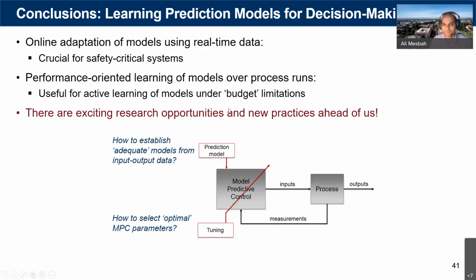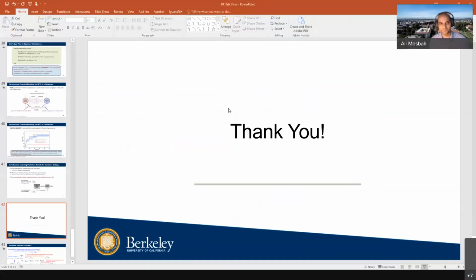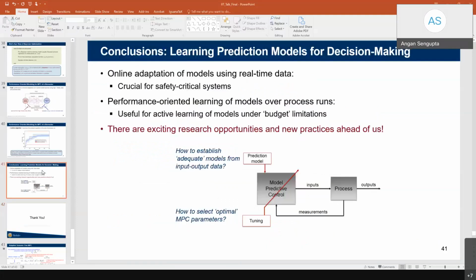Thank you, Professor Mesbah. It's a nice talk and a very exciting talk. So the floor is now open for questions. Anyone with a question can write in the chat box. Professor Shantanu Chaudhary, if he wants, he can ask the questions.